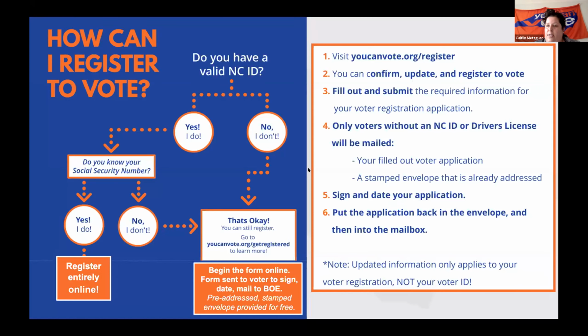And so you'll partially start the process. And then for folks who can't do it all the way online because they don't have a DMV signature on file, we will actually mail you that partially completed application. Our vendor, our tool online, and that will come with a stamped envelope that is pre-addressed to that person's Board of Elections. So we can at least start the process online.